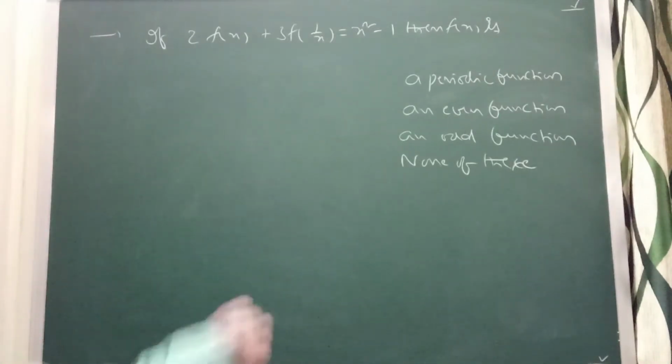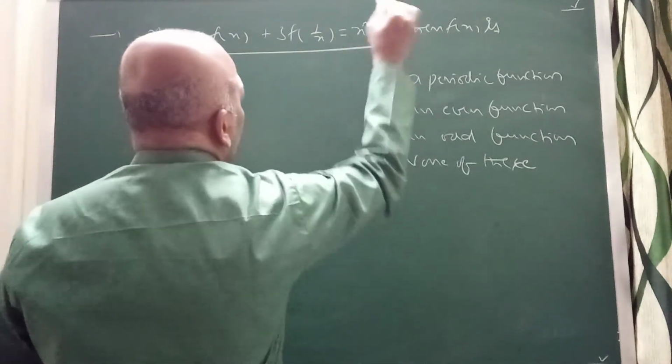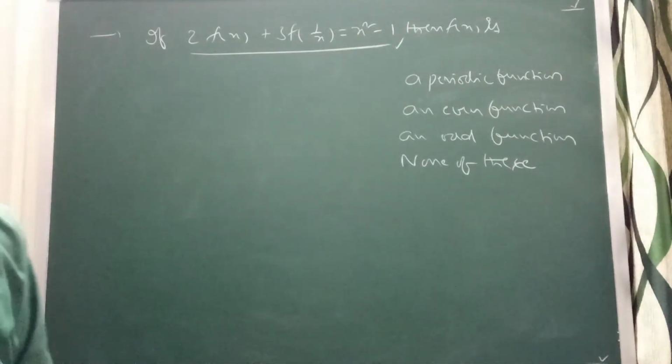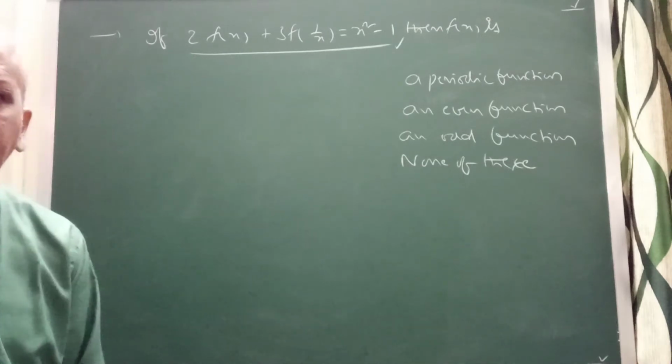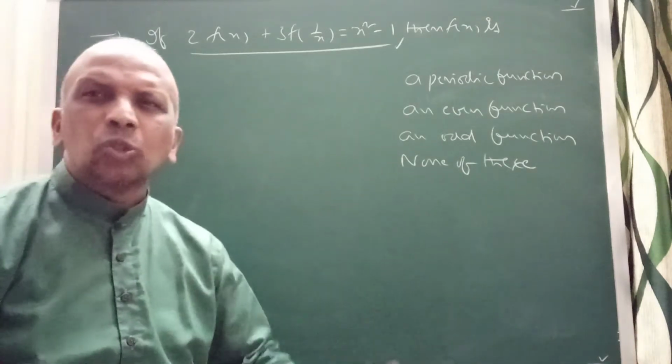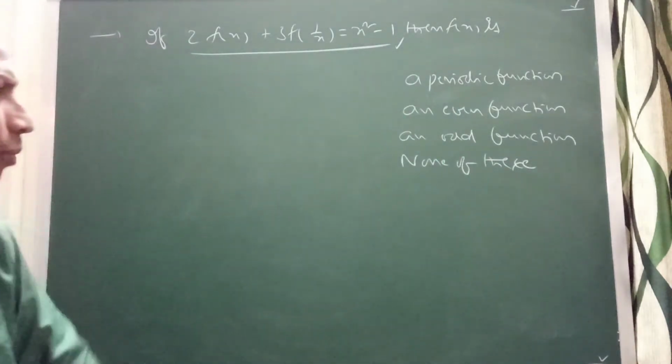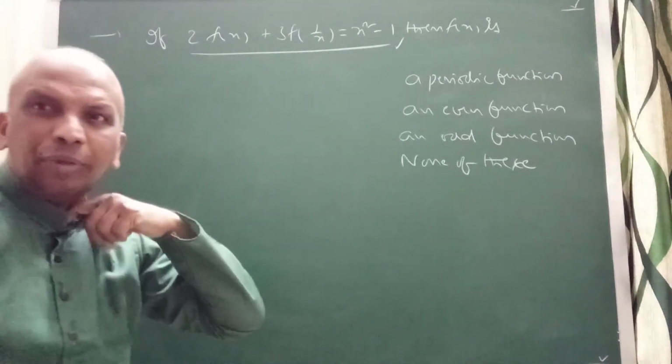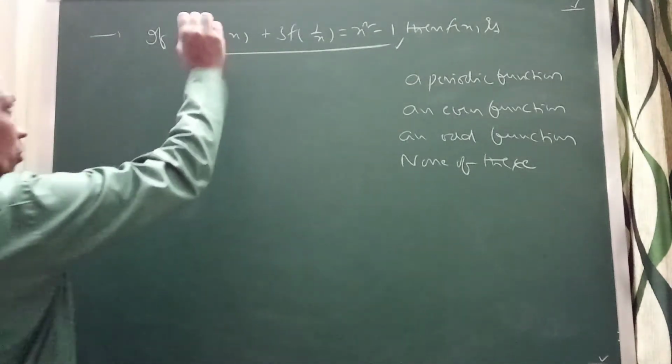In this problem, this equation is given to decide even or odd. The function is given as periodic also. Periodic function, I will discuss the concept later. Mainly I am talking about even or odd here. So how to find f of x from here?